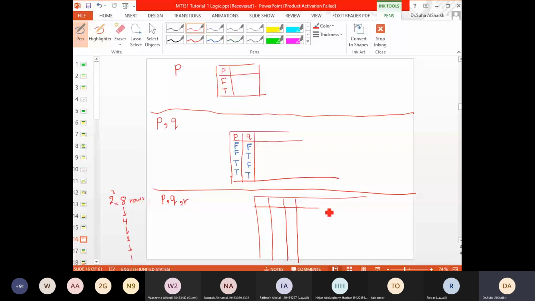اتفقنا ان التيبل راح يكون فيها 8 rows. هنا راح يكون P، هنا راح يكون Q، هنا راح يكون ال R. اتفقنا ان 8 rows مقسمين 4 2 1. الأربعة لل P، الاثنين راح تروح مع ال Q وال1 راح تروح مع ال R. كيف؟ ال P راح تكون 4 false و4 true.